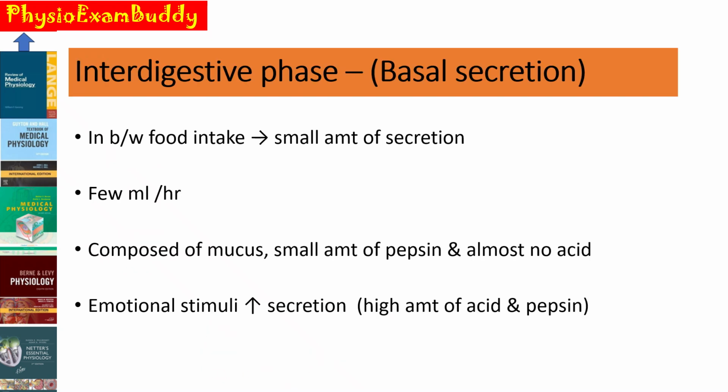Next is about the last phase, that is the interdigestive phase, where the basal secretion happens. That is, in between the food intake also a small amount of the gastric secretion happens, and it is only very few ml per hour, and this secretion basically is composed of mucus, a small amount of protein or the pepsin, and almost no acid will be present in this interdigestive phase. And an emotional stimulus is found to increase the secretion, and that secretion will be rich in acid as well as pepsin. So that's about the interdigestive phase.